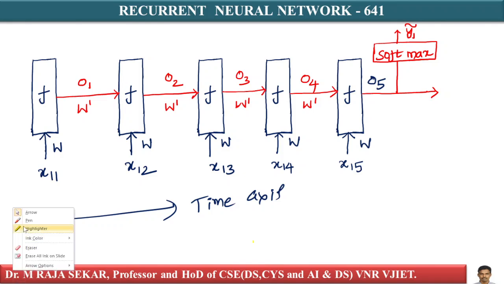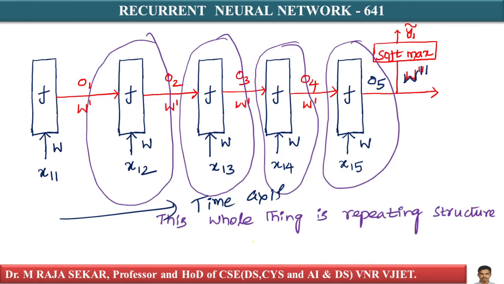Actually here, if you speak strictly, here you have W double dash, isn't it, which is connecting to a final output to the class label. Look at this. If you observe carefully, this whole thing is just a repeating structure. The structure is repeating again and again.